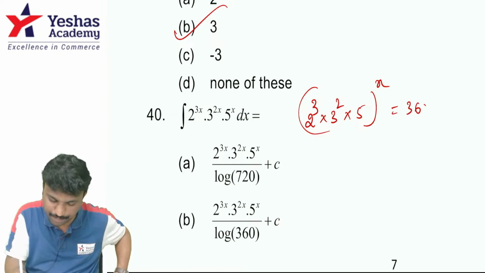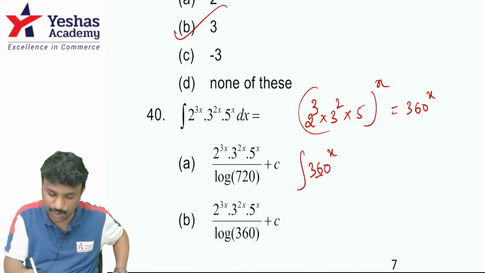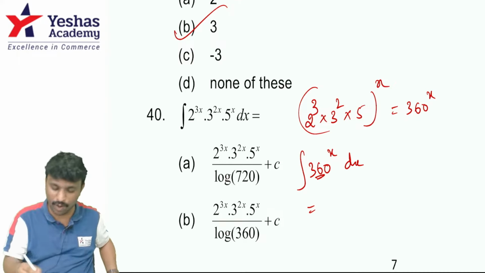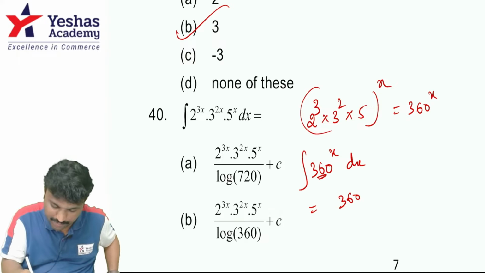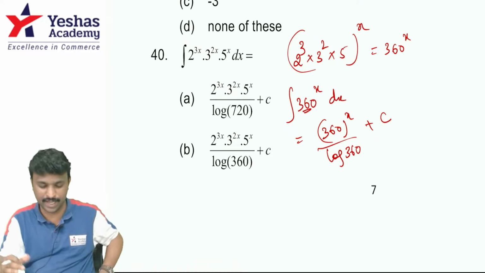So it's 360 power x. It looks like a power x. Integration of a power x is a power x by log a. Correct? 360 power x divided by log 360 plus c. So which option is correct?